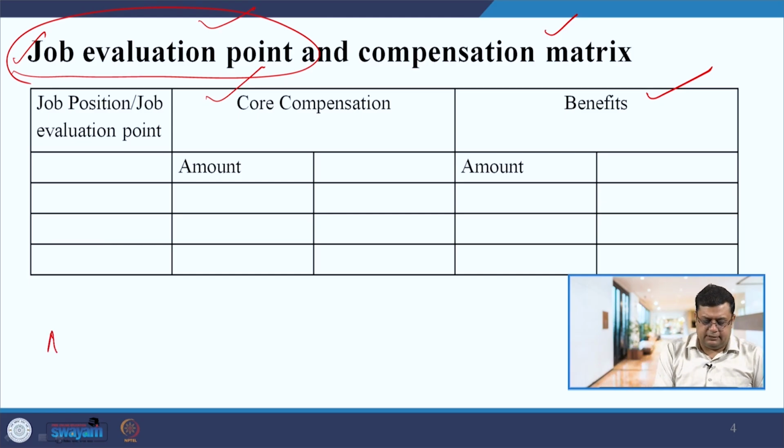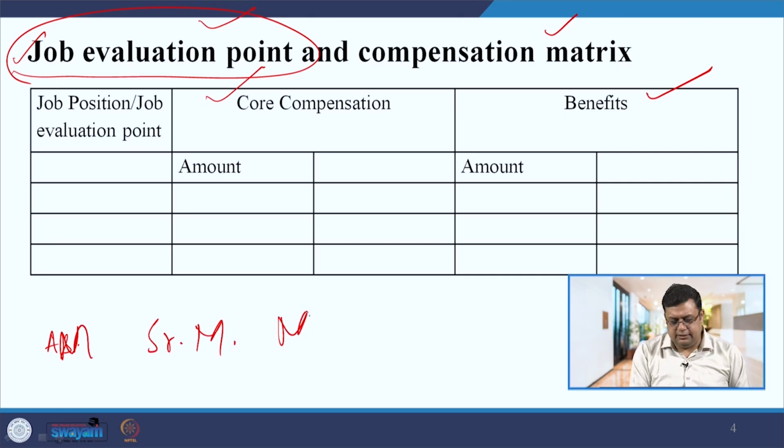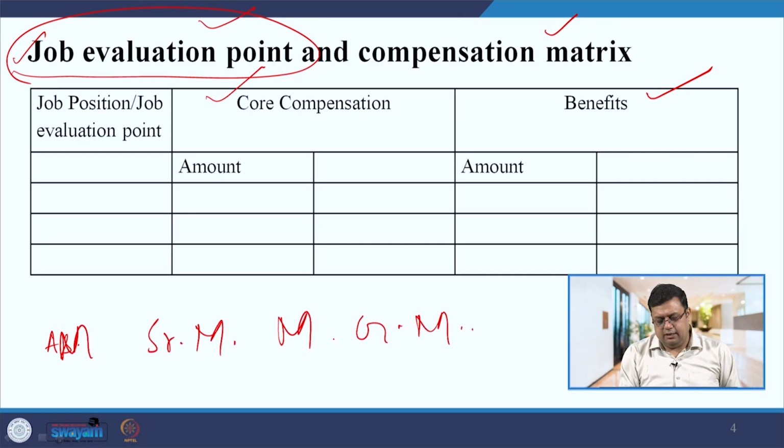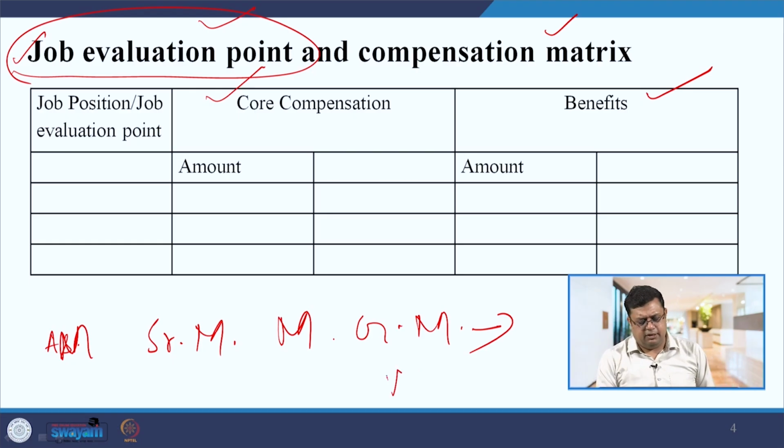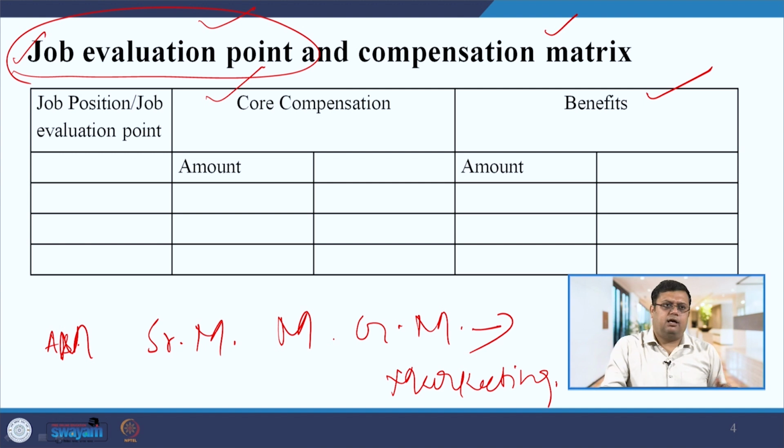For example, assistant manager is there, senior manager is there, manager is there, general manager is there in the same department, say the marketing department, right. So, now you can say these employees have to do the same. Any assistant manager also has to increase the sales, senior manager also has to increase the sales, manager also has to increase the sales, and general manager also has to increase the sales. So, how will their salary differ and how will their job worth differ, right, because each of them has to increase the sales of the department.